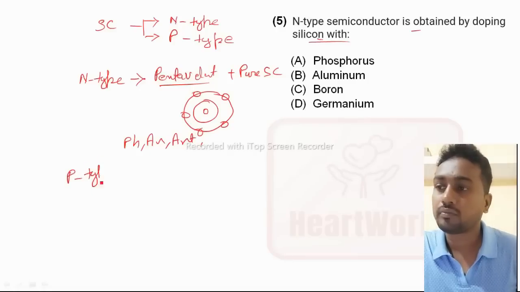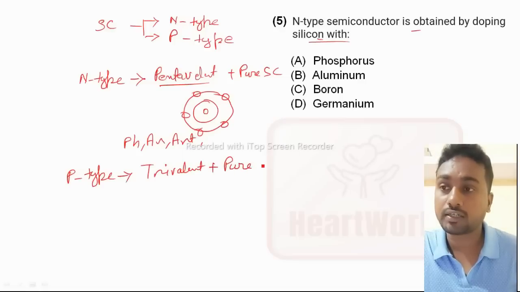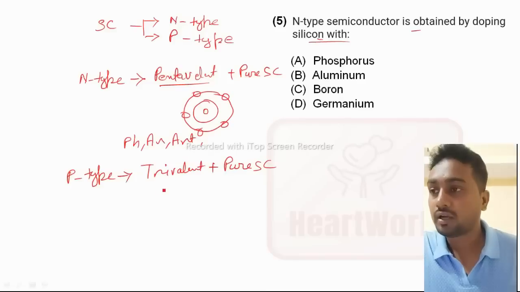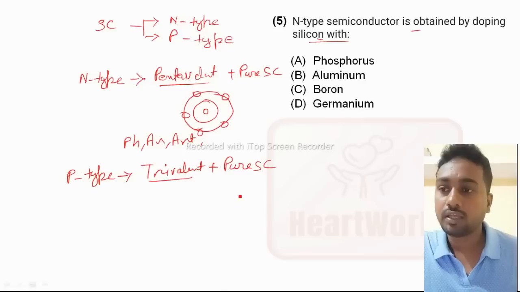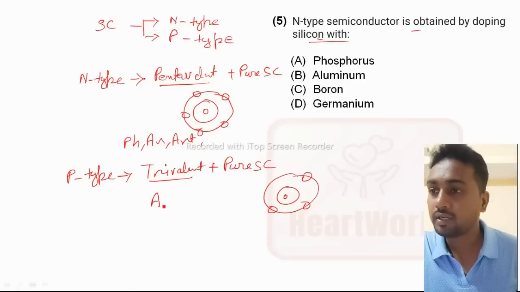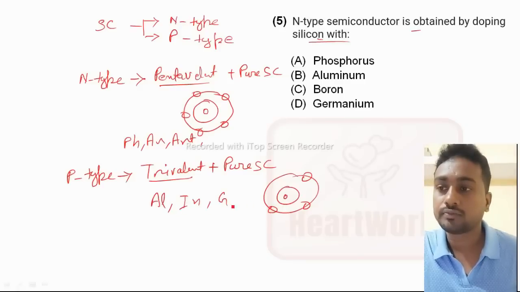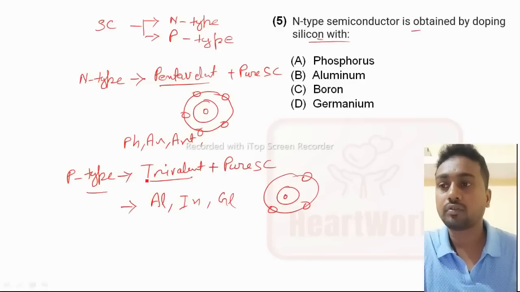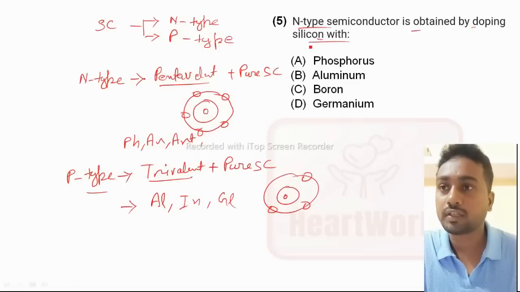Same like P-type. In P-type, trivalent impurities are doped with a pure semiconductor, then a P-type semiconductor is formed. And trivalent means in the element there will be 3 electrons in the outermost shell. For example, aluminum, indium, and gallium. So these are examples of trivalent impurities, or P-type you can say. So what is the question here? The question is asking N-type semiconductor is obtained by doping silicon with which? N-type is formed by phosphorus. Option A is the right answer.